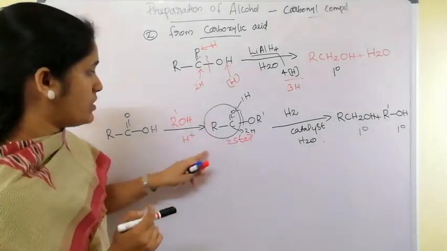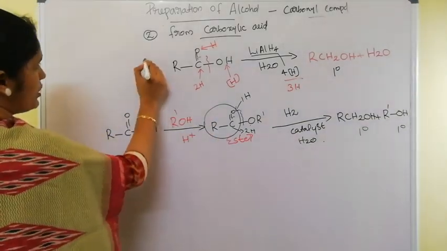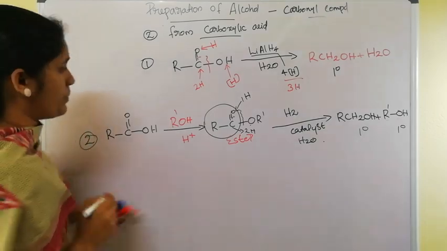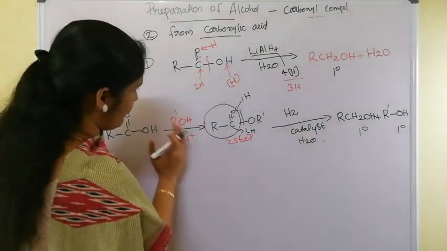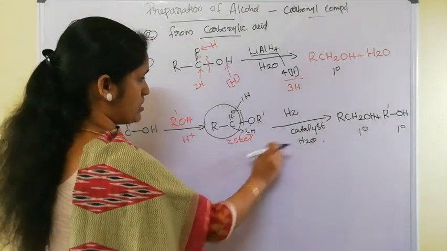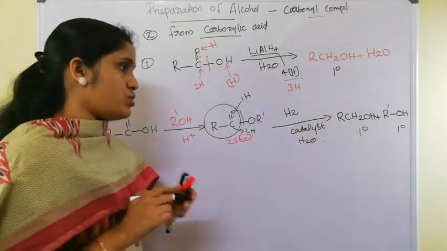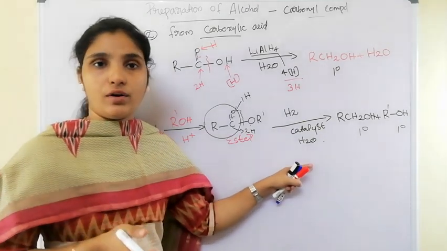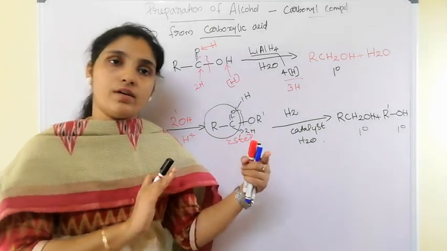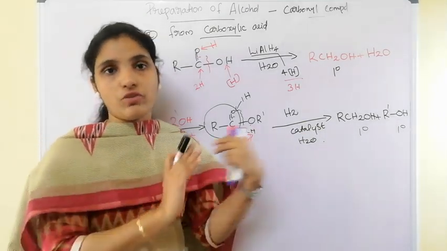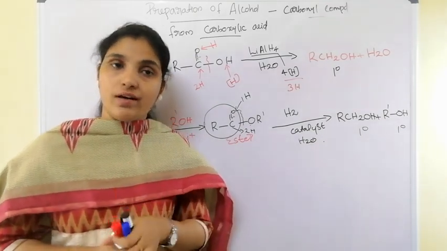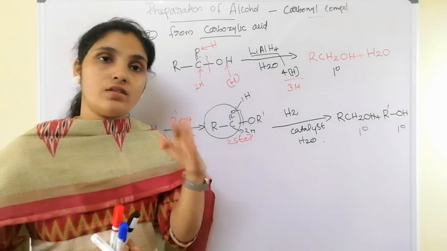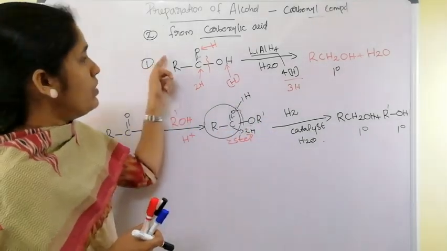So this second method we can consider as a preparation method of alcohol from ester. By skipping this conversion, from the ester on catalytic hydrogenation, we can prepare what? Alcohol. Whatever may be, carboxylic acid or ester, on reduction we will get the corresponding primary alcohol. So children, I think it's clear; just understand the mechanism of formation.